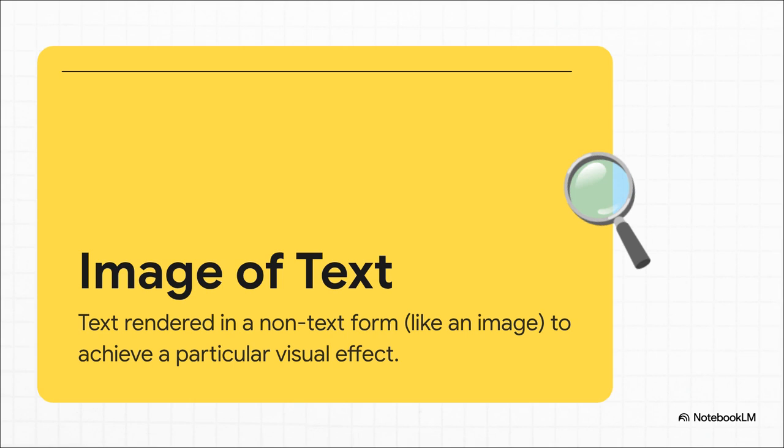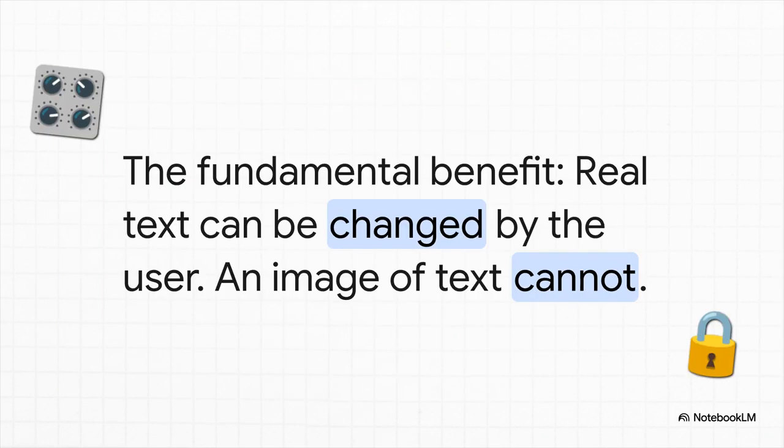So what are we even talking about when we say an image of text? It's pretty straightforward. It's anytime you, the creator, save some words as an image file, a JPEG or a PNG, and then you pop that on your website. Usually you're doing it to lock in a really specific font or some cool visual style. And here it is. This is the absolute key, the big aha moment.